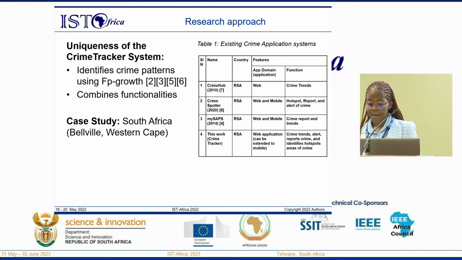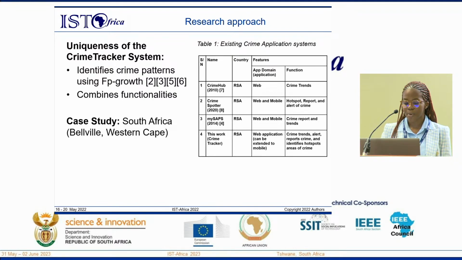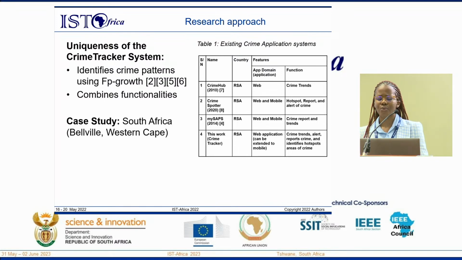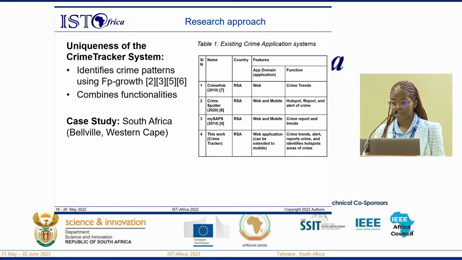And there are a lot of crime application systems in South Africa, namely the Crime Hub, the Crime Spotter, and the MySAPS. They're all South African-based crime systems. With the Crime Hub, you are able to view crime trends, and with the Crime Spotter, you are able to view crime hotspots, report crimes, and receive crime alerts. And with the MySAPS, you are able to report crimes and view crime trends. But for this particular system, we combine those functionalities and we are able to identify crime patterns using the frequent pattern growth. The case study for this research is Bellville, Western Cape.